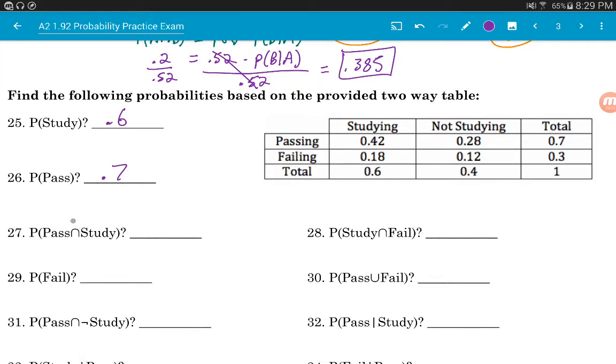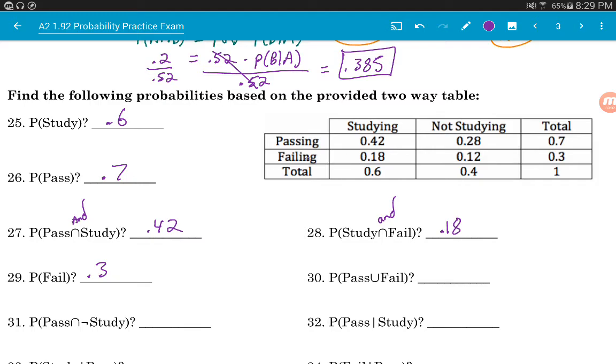The probability of passing and studying, that's 0.42 out of 1, so 0.42. The probability of studying and failing, that's 0.18 out of 1, so 0.18. Probability of failing, easy. Failing is 0.3 out of 1, which is just 0.3.